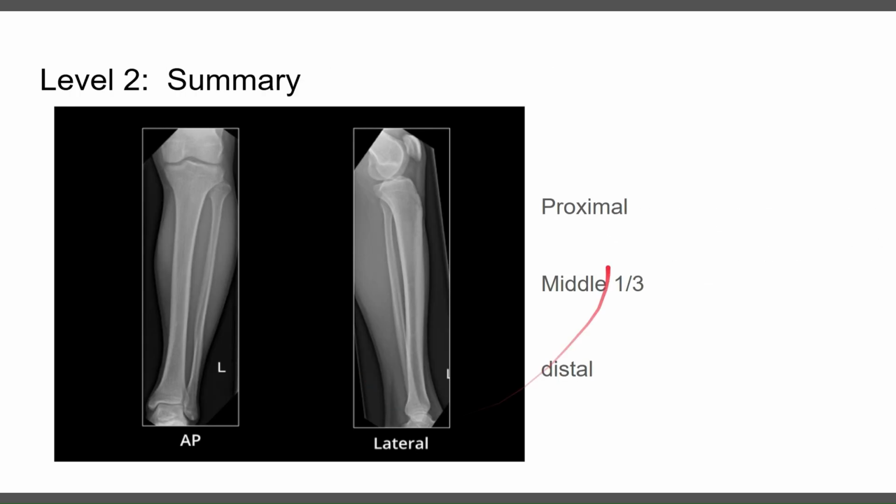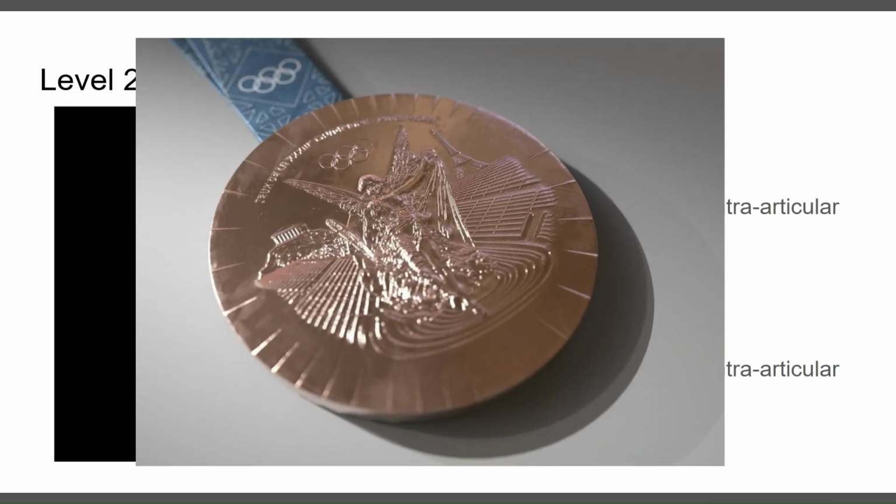So as a summary, that's the end of level 2. If you can identify what bone is broken, and then follow that up with, is it the proximal, middle, or distal part of that bone? Extra bonus if you notice if it's intra-articular. Well, you've done a great job. You will get a medal. This is actually a bronze medal. So you get a bronze medal.